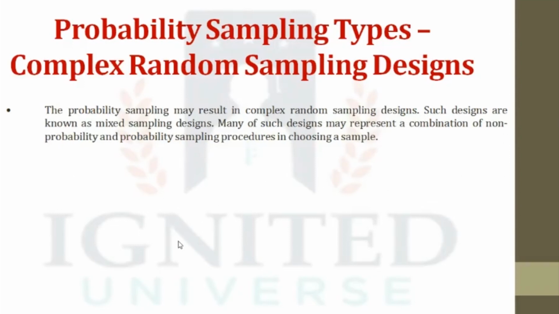Moving on to probability sampling types that involve complex random sampling designs. This can be taken as a hybrid structure of probabilistic and non-probabilistic sampling techniques. So, a complex random sampling design can be a combination of non-probability and probability sampling procedures, or a combination of probabilistic and probabilistic sampling procedures, or a combination of non-probabilistic and non-probabilistic sampling procedures.